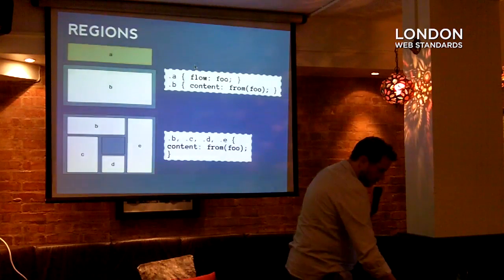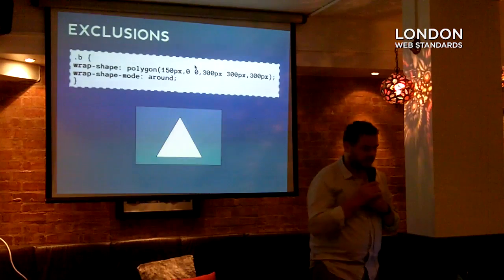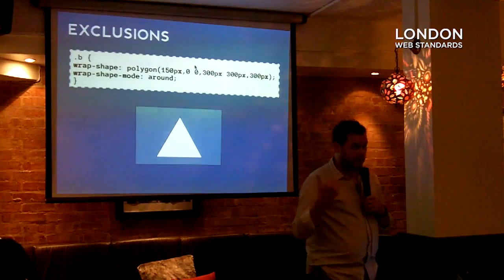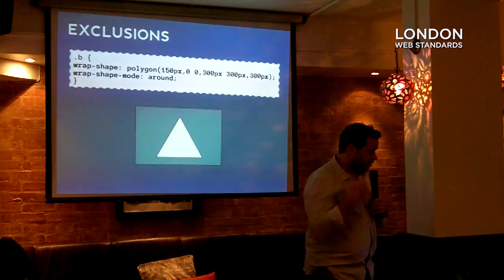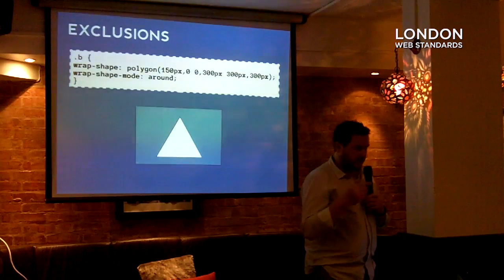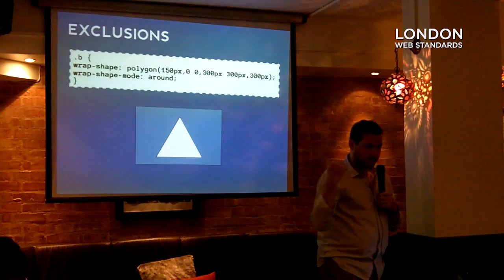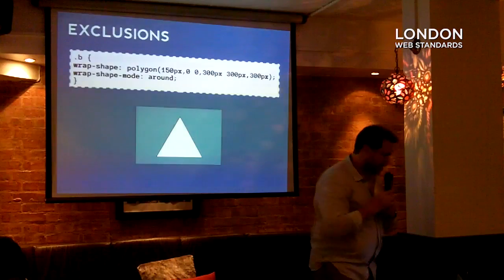So the other stuff you can do with this is you can create what are called exclusions. So I create a polygon using this format here, and I set the wrap shape mode to be around. What happens is all of the content inside the element I specified will fit to the borders of the polygon that I've just created. Again, what does that actually mean?